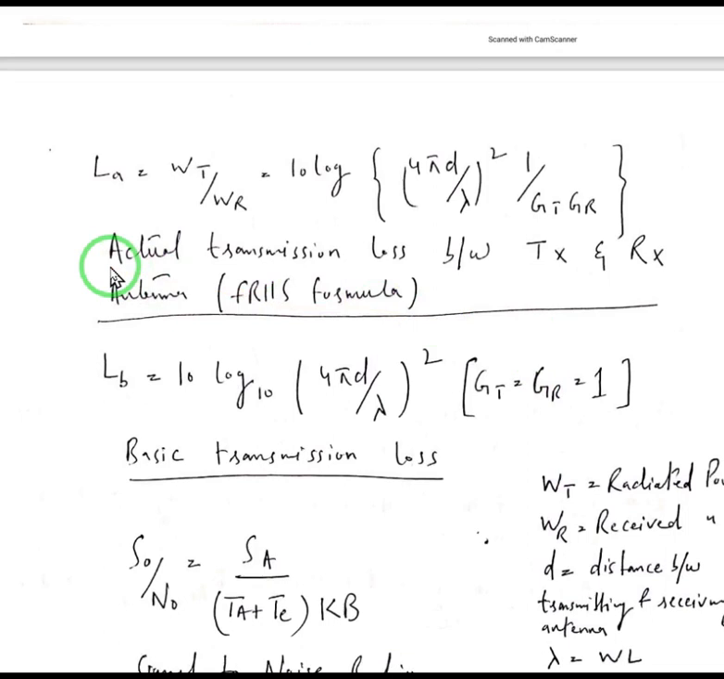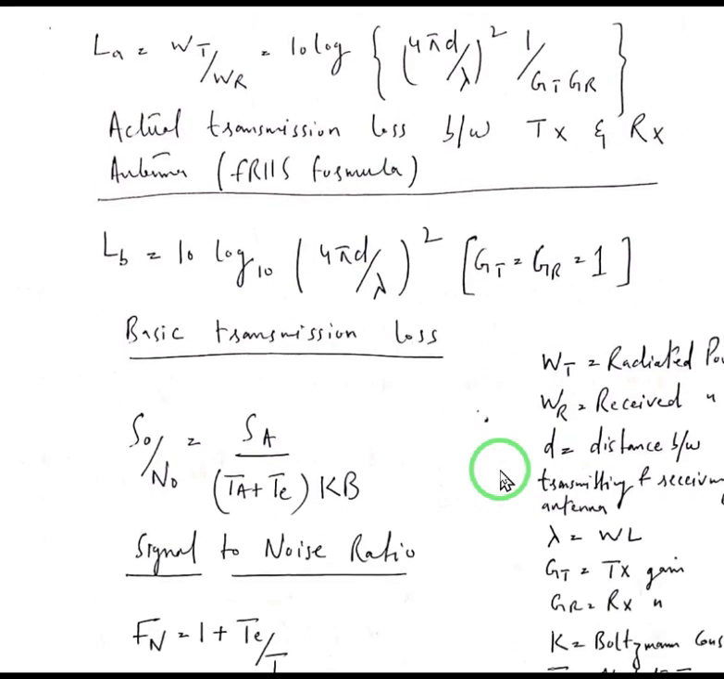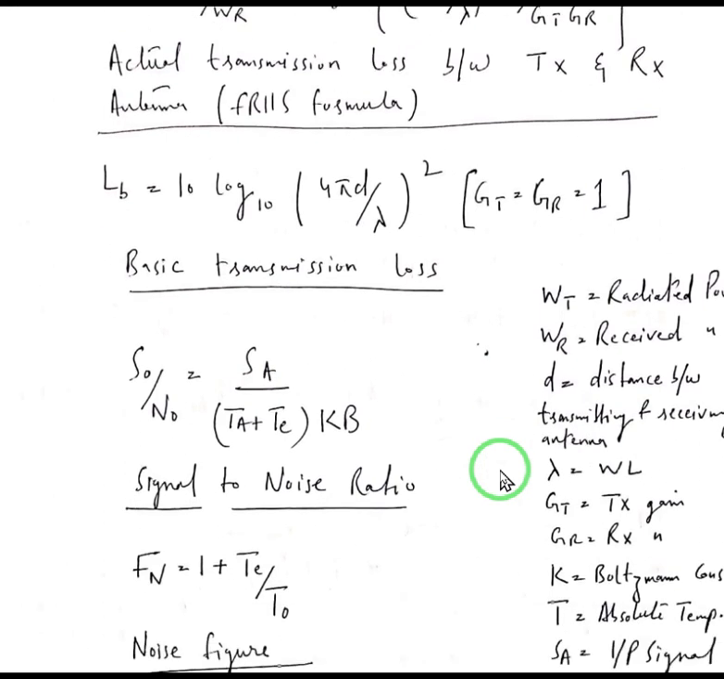For basic transmission loss, the formula is 10 log (4πd over λ) squared. Here GT and GR are considered equal to 1. This is the basic transmission loss, in which gain is not effectively working.